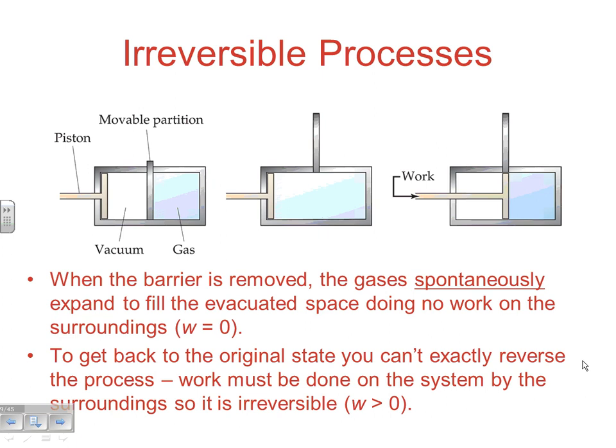To get back to the original state, you can't exactly reverse the process. Work must be done on the system by literally pushing it on that piston to get it back to its original state. So it's irreversible. So in this particular situation, we have a spontaneous reaction. We remove that partition, it's going to spontaneously disperse, but this is not a reversible reaction because we can't exactly undo it. If we just take and we slide that back into position, that would not be exactly undoing what we did. We don't get back to our original situation. So this is not a reversible situation here.